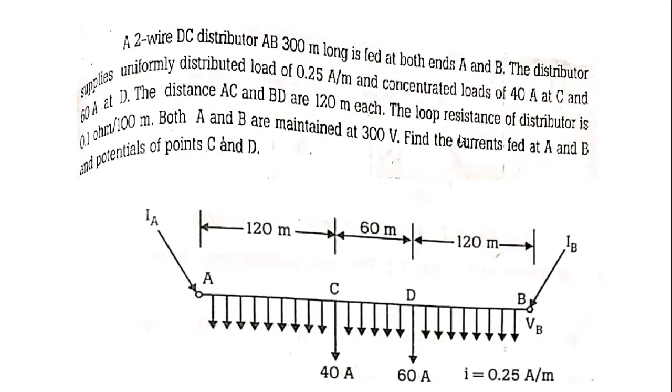The loop resistance of the distributor is 0.1 ohm per 100 meters. Both A and B are maintained at 300 volts. Find the current fed at point A and point B, and the potential at points C and D, and then we calculate the voltage drop at the C and D points.